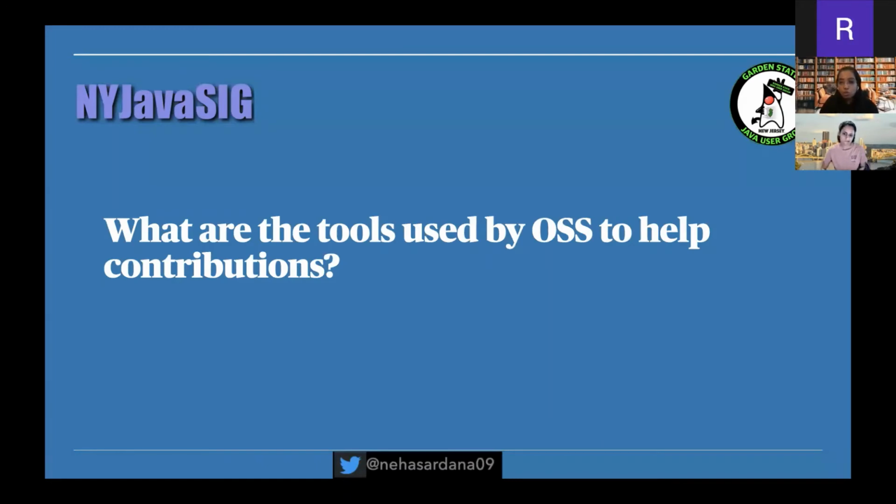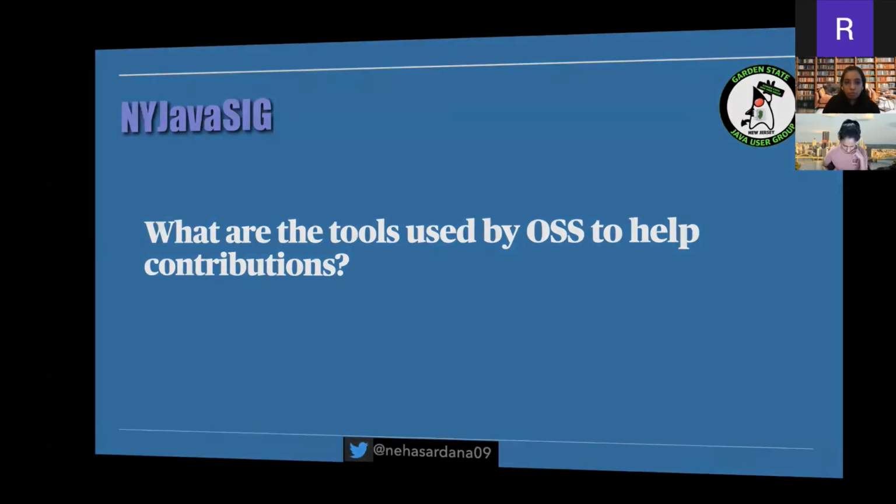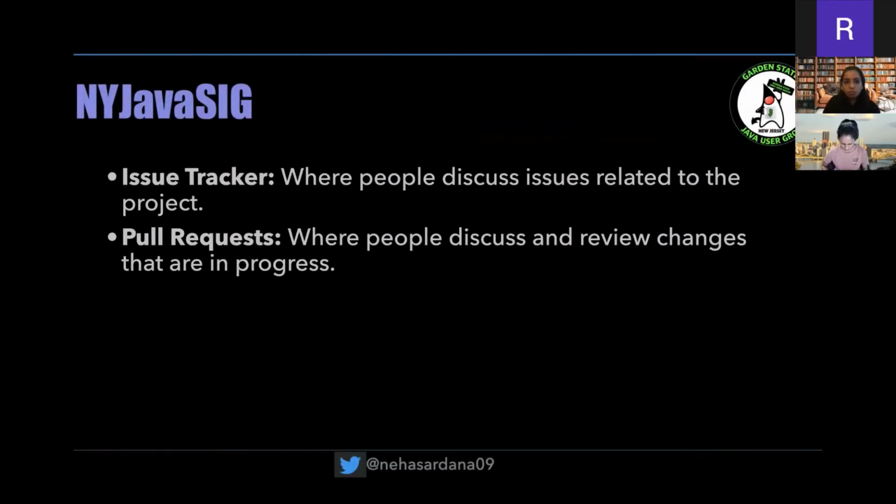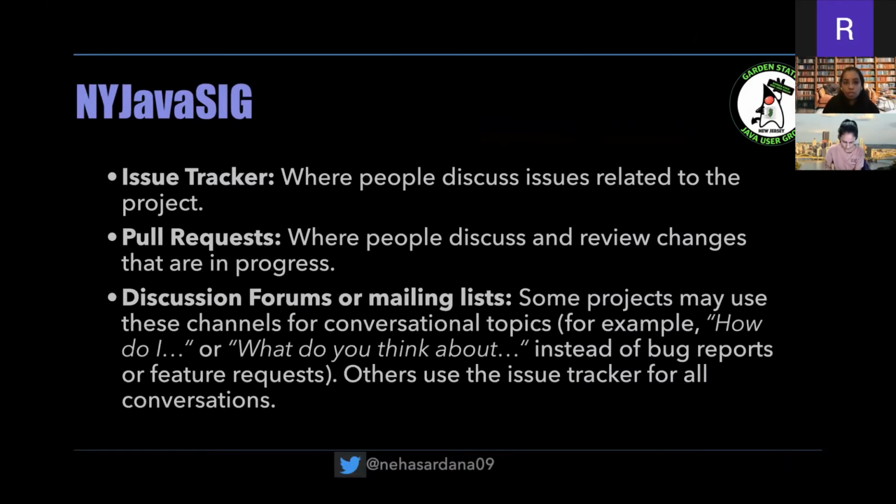So what are the tools used by open source software to help contributions? Now let's look at the tools. There are issue trackers where people can discuss issues related to the project. There are pull requests where people can discuss and review the changes that are in progress. Pull requests are the changes which are ready and about to be merged into the project. There are also discussion forums or mailing lists.